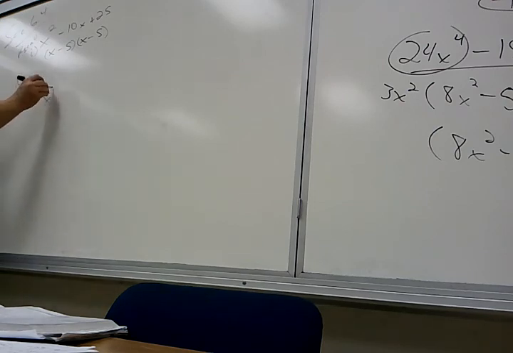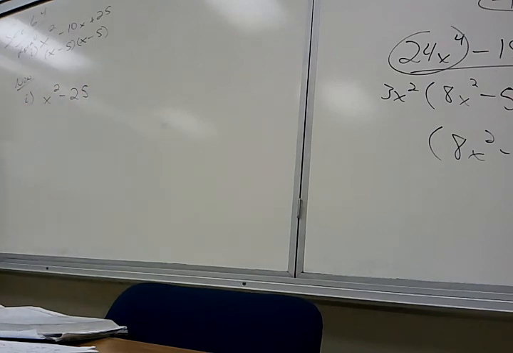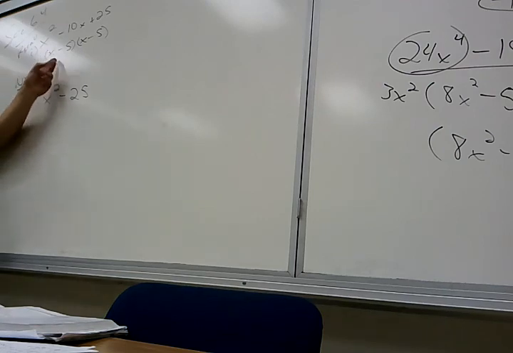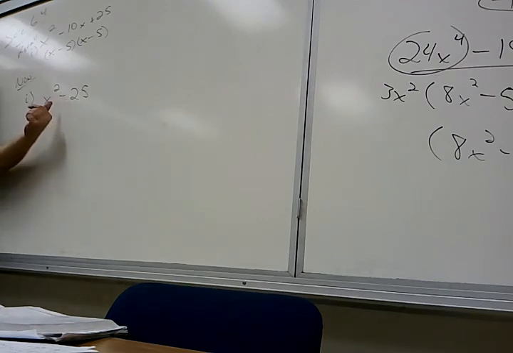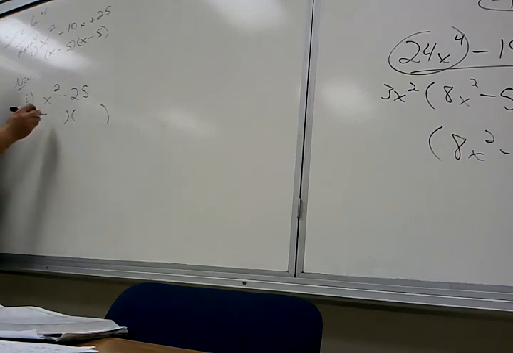So here's an example of a 2-term problem. Let's attack it the same way we did this one. If we attack it the same way, what's the middle term? It doesn't have one, so what must it be? 0. So I need 2 numbers that multiply to negative 25 and add to be 0. So they have to be inverses of each other, right? Right, 5 and negative 5.